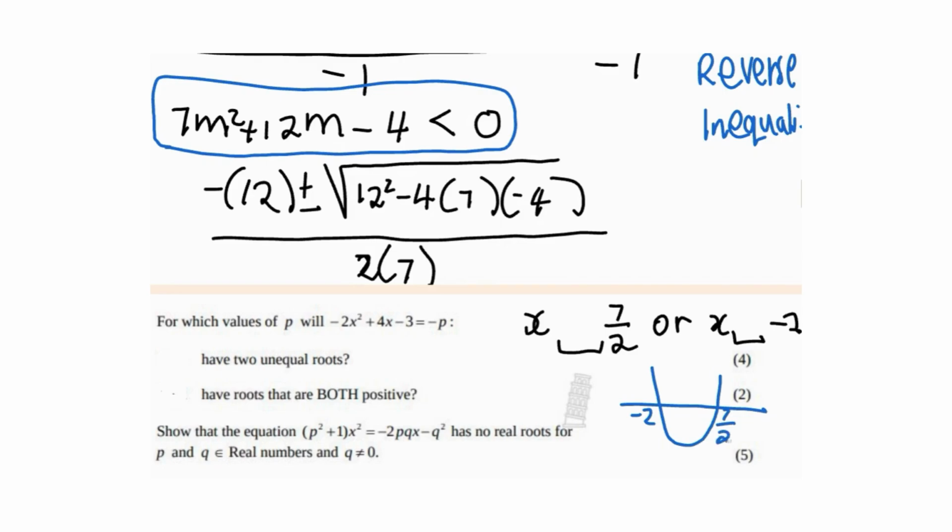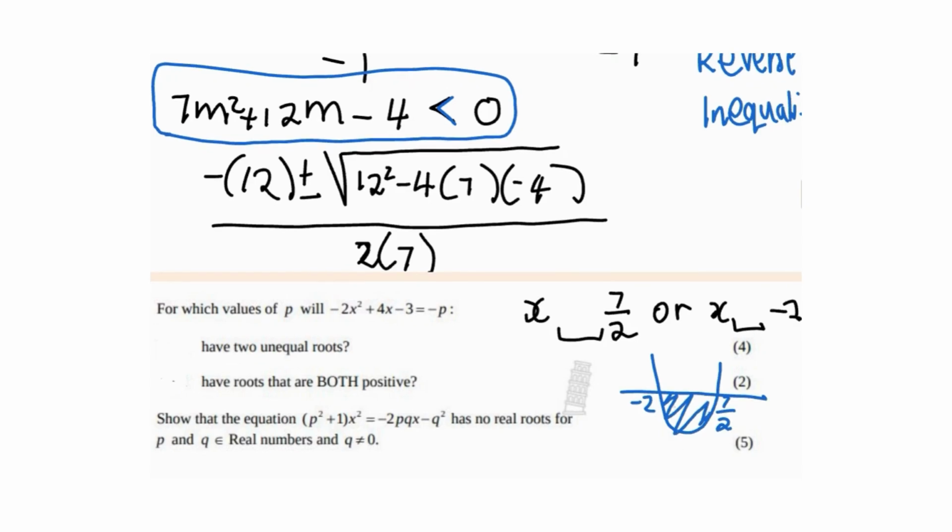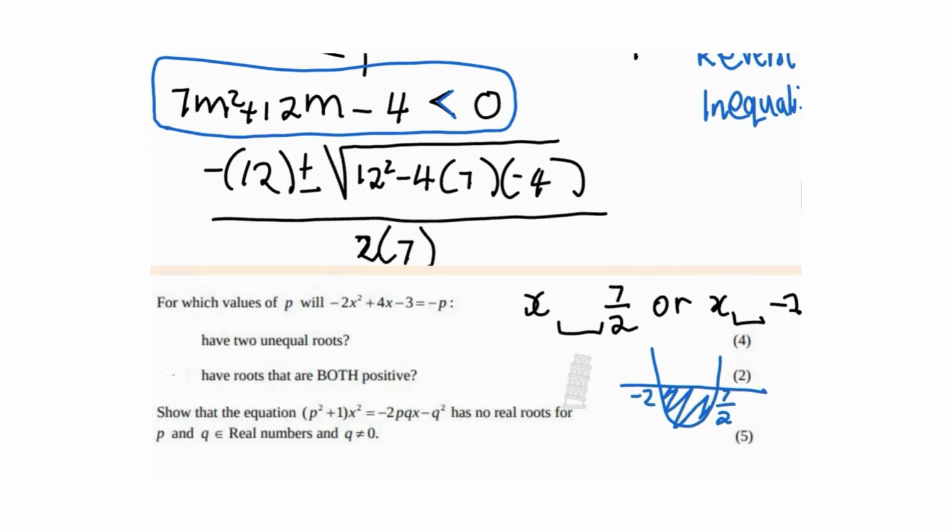7 over 2, and we are looking for when it is less than 0, meaning I am now working with that portion. So it means when x is between negative 2 and 7 over 2. And remember, now if it's between, you can write it as a single inequality. Hence I'm taking away that now, and I'm saying x is less than, no, x is greater than -2 or less than 7/2.